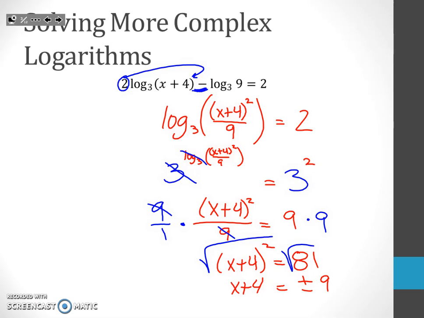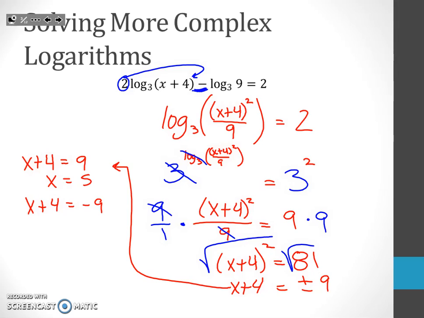And then to solve that to get my two answers, I'm going to have x plus 4 equals 9 and x plus 4 equals negative 9. And I find that x equals 5 and x equals negative 14. Okay?